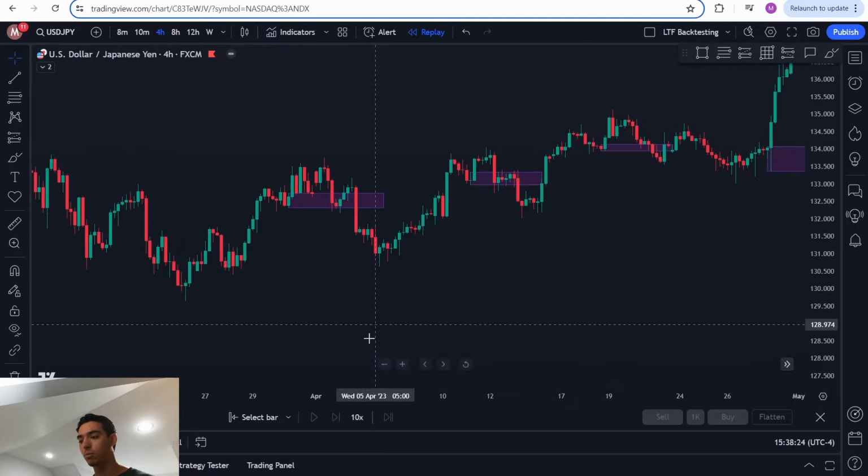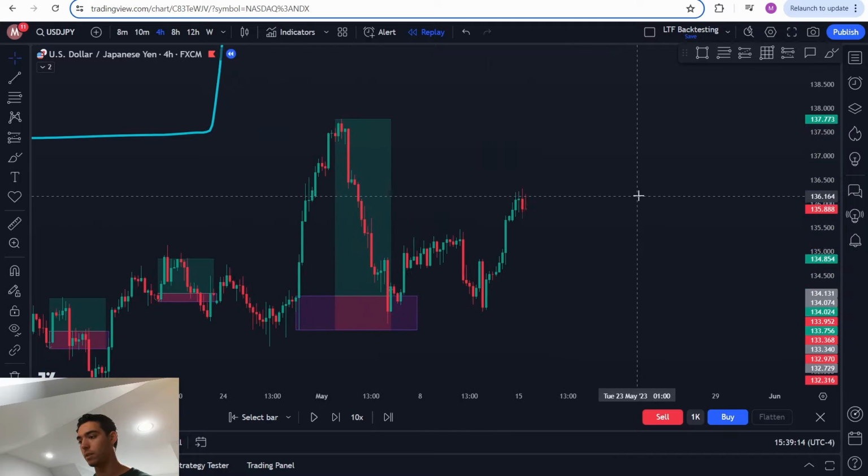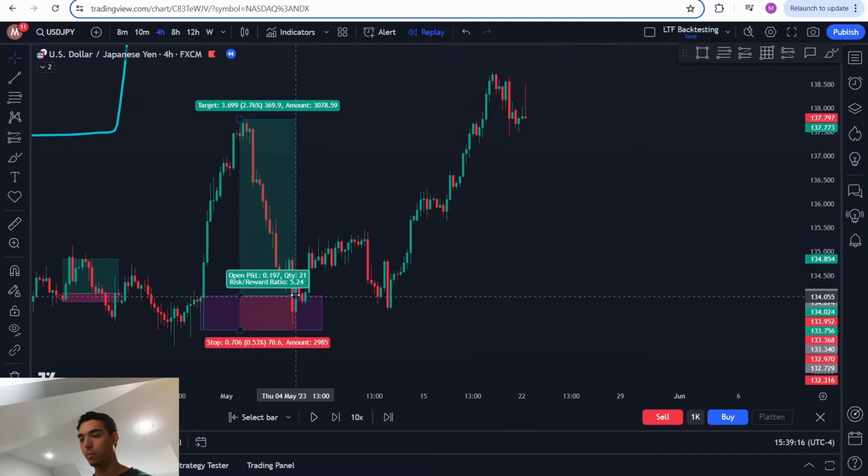And then they want to enter into a buy position from this demand zone. And they get stopped out, it's another loss. And finally, they want to enter into a buy position from this demand zone. And again, we could target the highs from all these trades. So right now, this would be the structural high. And they get a win.